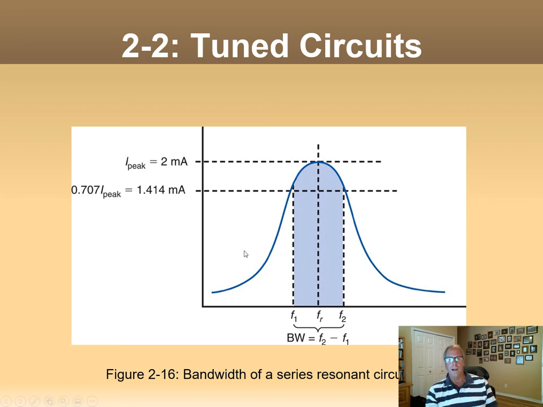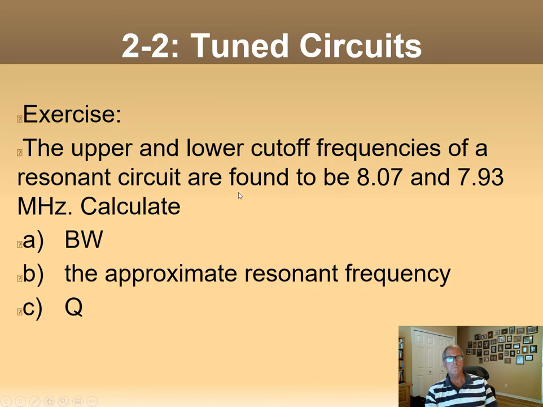And here's a graphic that shows the bandwidth, the 0.707. This is a current graph. So 70% off the peak is your half power points. And we've seen this before. Bandwidth is F2 minus F1. Here's another little exercise you can do on your own. Calculate the bandwidth, approximate resonant frequency, and the Q based on these givens.